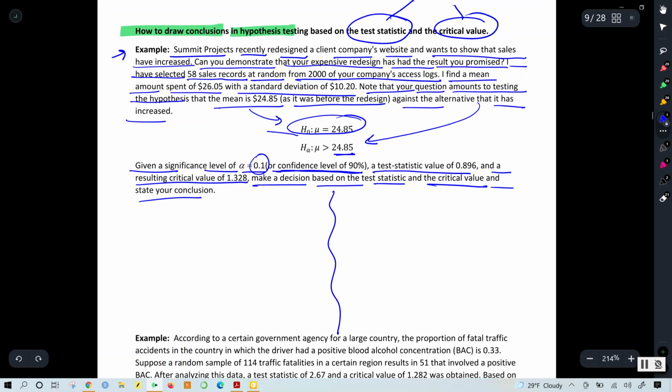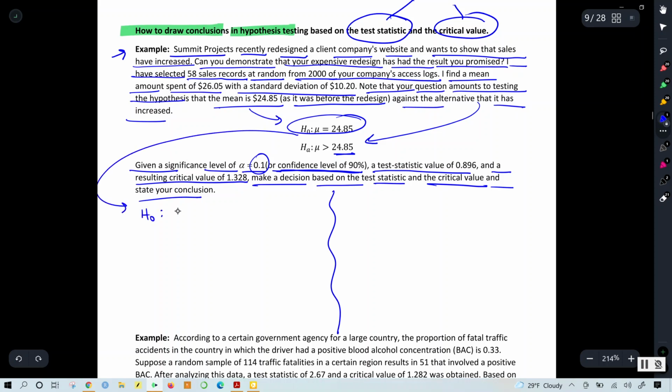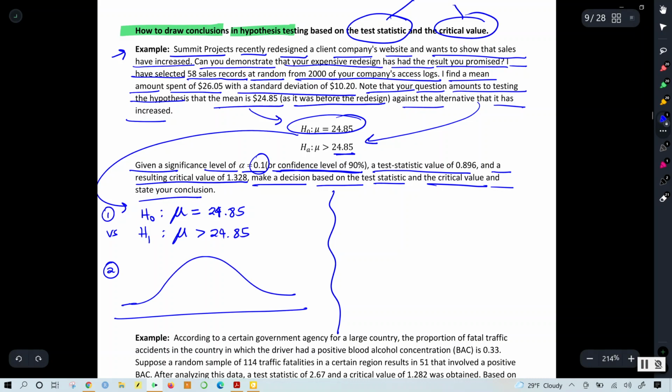The first step here is to take note of your null hypothesis, which is claiming that the mean amount that you have here is still 24.85, versus the alternative that the mean is now more than that previous amount before the redesign. Then the next step is to draw what looks like the normal distribution, and then how many tails does this test have?